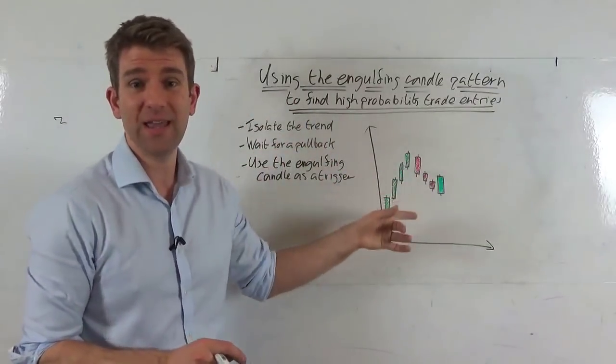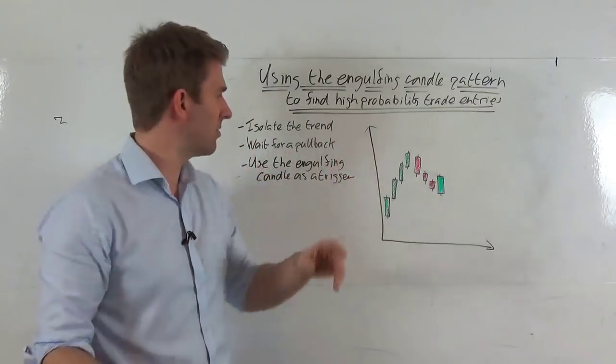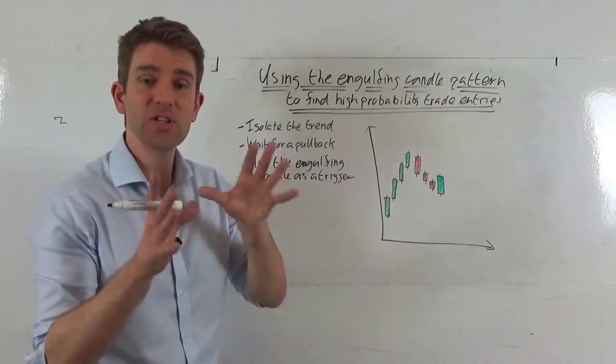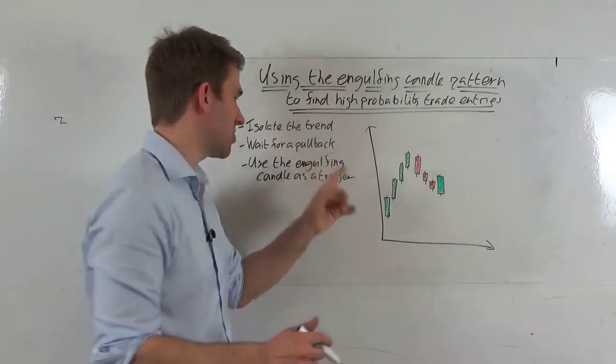You can literally say, hey, you know what? This has been an uptrend. You know what an uptrend looks like. We don't need to go on with that. Isolate the trend. Looking to work within the trend. If it's an uptrend, looking for longs. If it's a downtrend, looking for shorts. That's the first part of it.